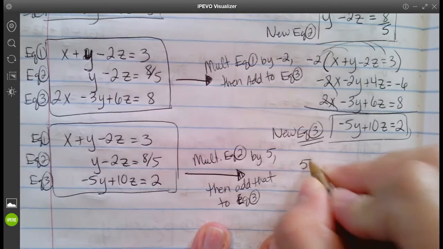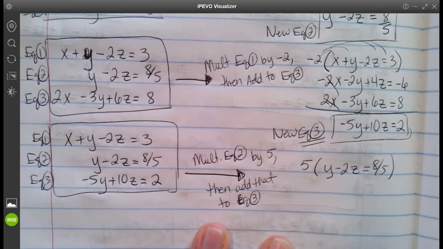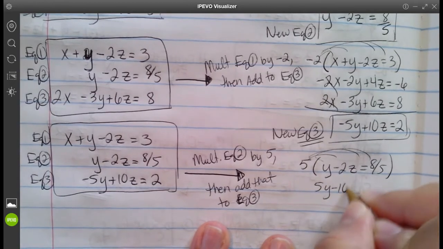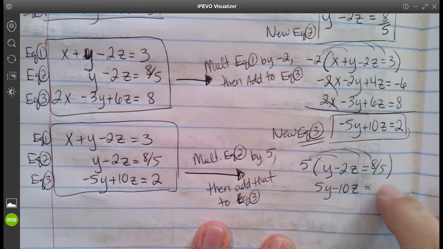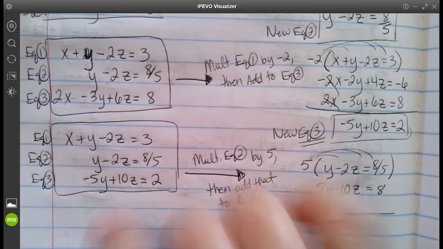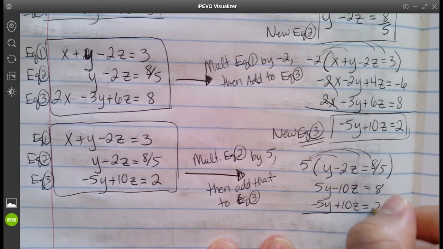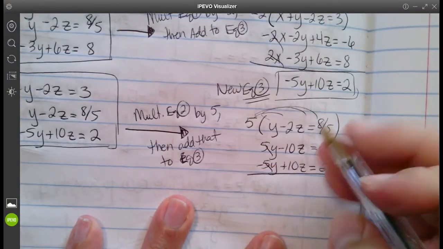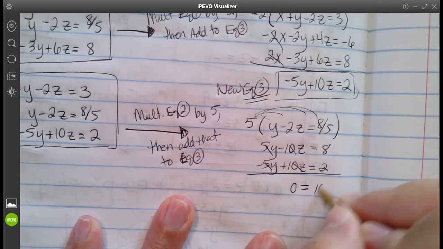So here we go. This one times 5. Y minus 2z equals 8 over 5. Okay. 5 times all of this is 5y minus 10z equals, look what happens here. 5 times 8 is 40. 40 divided by 5 is 8. So yay, no more fractions. Well, no more fractions for this part anyway. And we're going to add that to this guy. I'm just copying it over. And you can see here, the y's are gone, but so are the z's. So we have 0 is equal to 8 and 2 is 10.